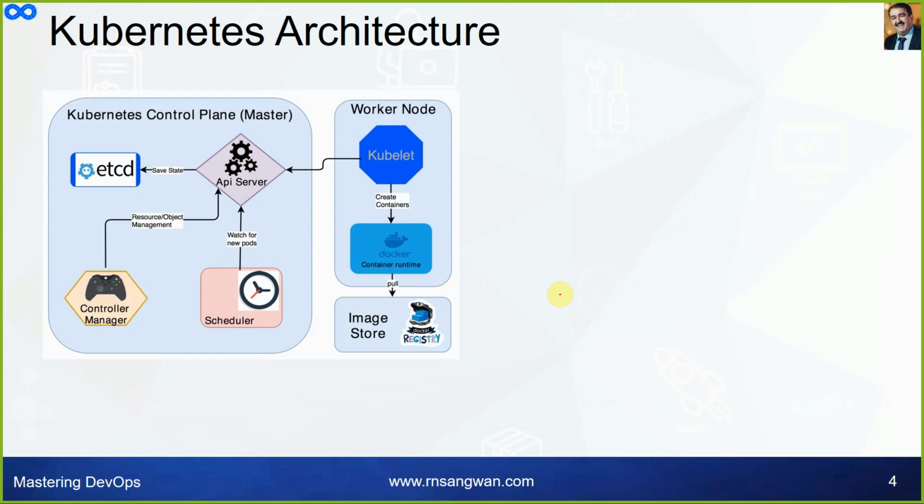Architecture of Kubernetes is: on the control plane or the master, we have the API server running. The state data and configuration data is stored in a distributed database, etcd.